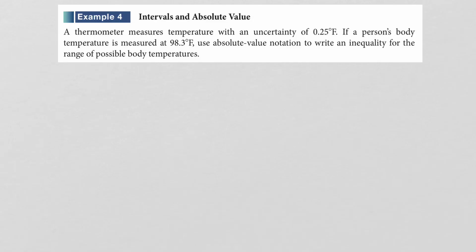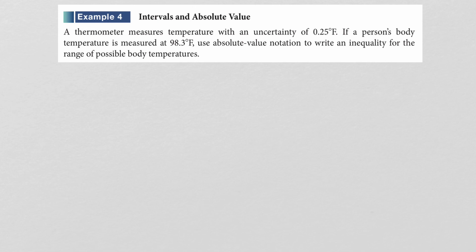And for the last example here, it says a thermometer measures temperature with an uncertainty of 0.25 degrees Fahrenheit. If a person's body temperature is measured at 98.3 degrees Fahrenheit, use absolute value notation to write an inequality for the range of possible body temperatures.